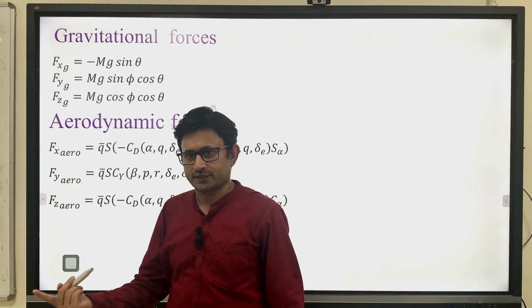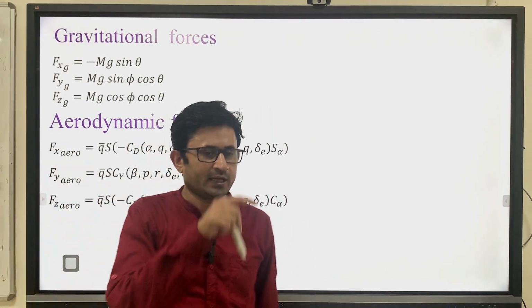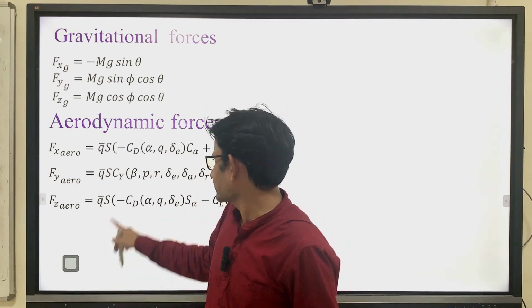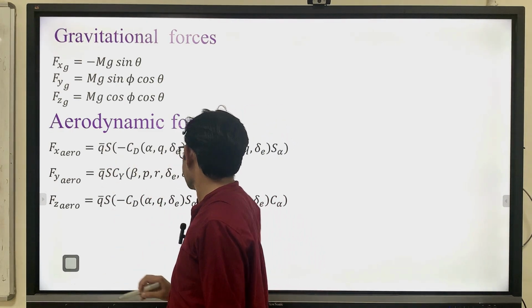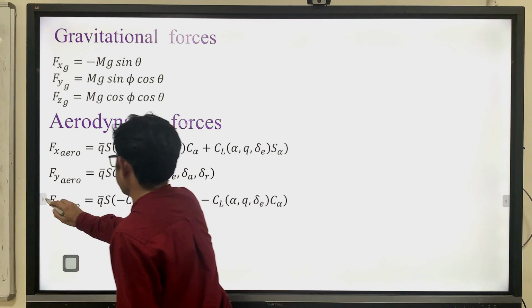Now again, the second force is the aerodynamic force. Here also we will talk about the body axis. So Fx, Fy, Fz, the body axis forces. Now you can see Q. Q you can define as this quantity, by this quantity.